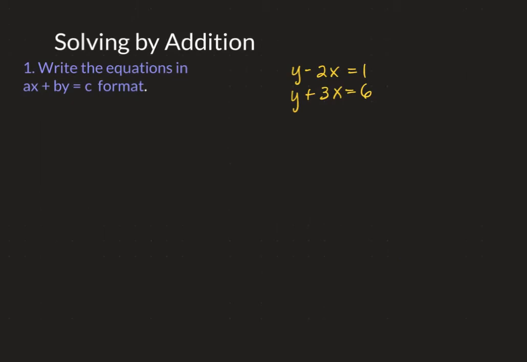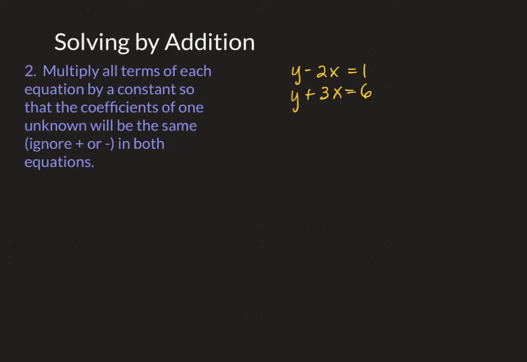First step, write the equations in ax plus by equals c format. Done. Next, we multiply all terms of each equation by a constant so that the coefficients of one unknown will be the same, ignoring plus or minus, ignore the sign in both equations. So that means if you're going to multiply this first equation by something, you have to multiply y by that number and negative 2x by that number and 1 by that number. Same thing, every term must be multiplied by a number if you're going to do it.